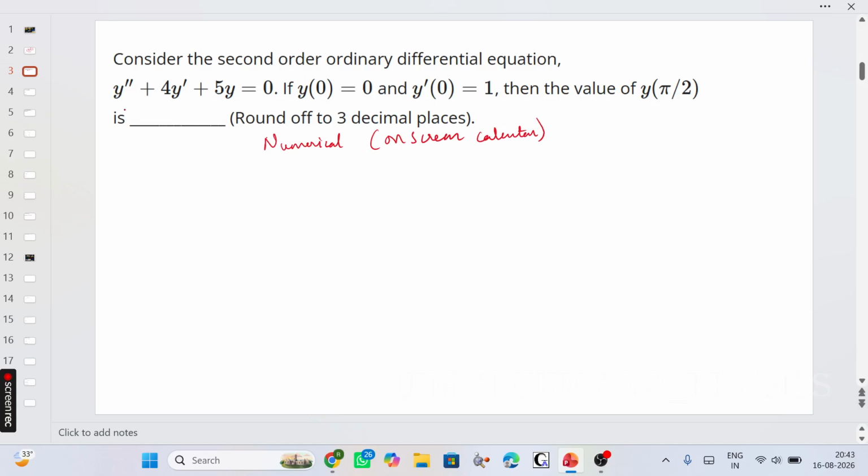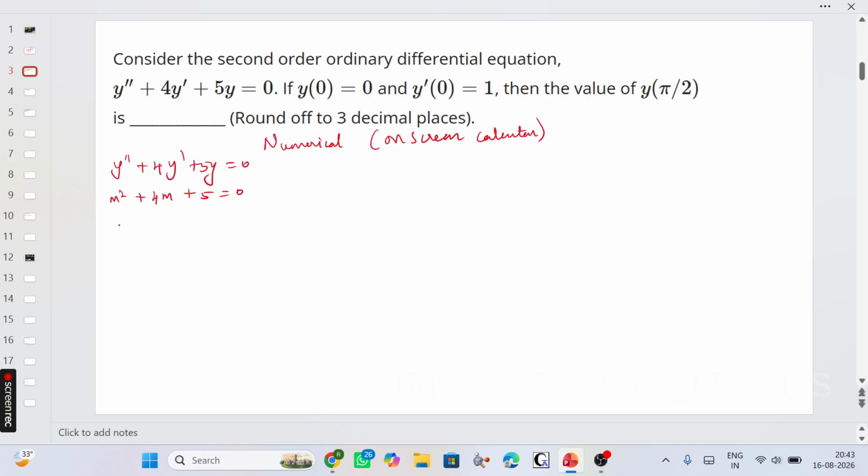Right. So here we have a differential equation. It's an ordinary differential equation, y double prime plus 4y prime plus 5y equal to 0. Let's write this in the form of a quadratic equation. As you know, this is how we solve the second order differential equation. Once you solve this quadratic equation, you'll get two roots. Depending upon the type of roots, we'll write the general solution.